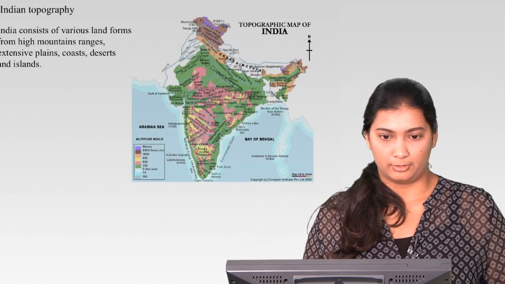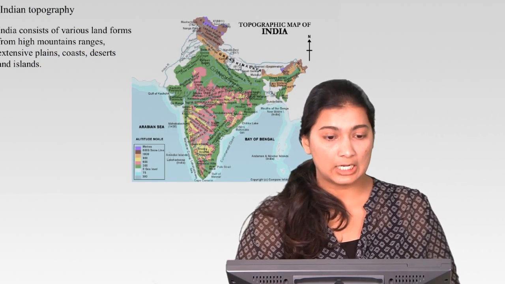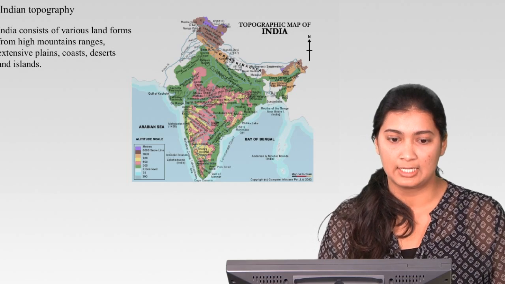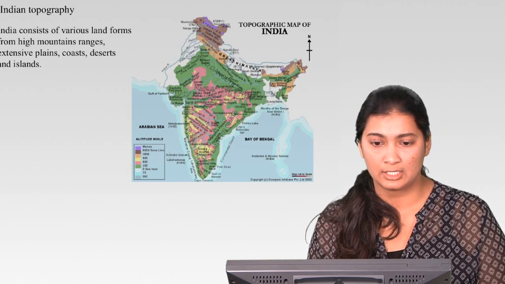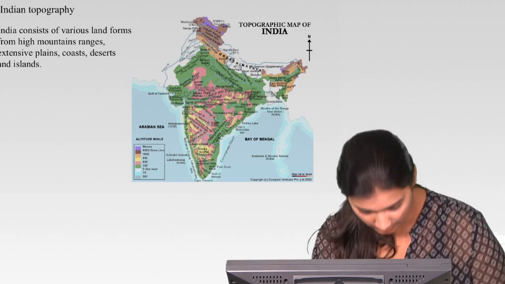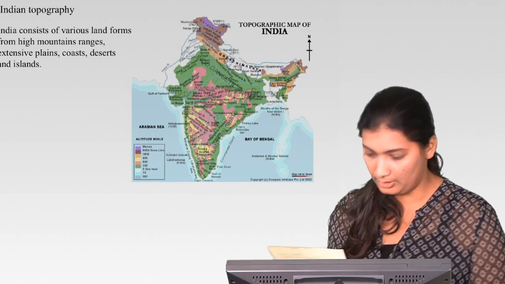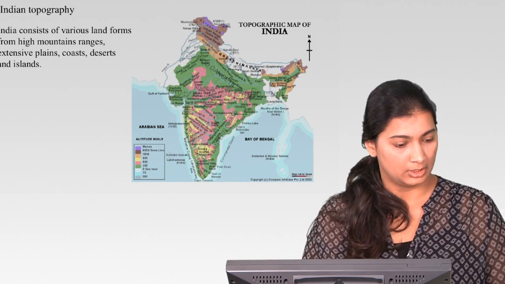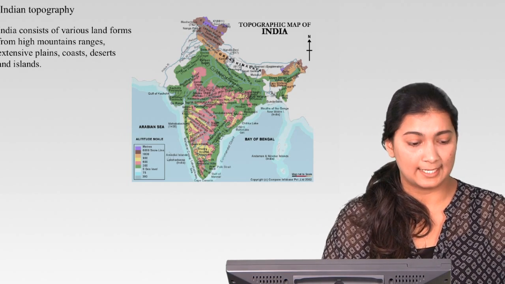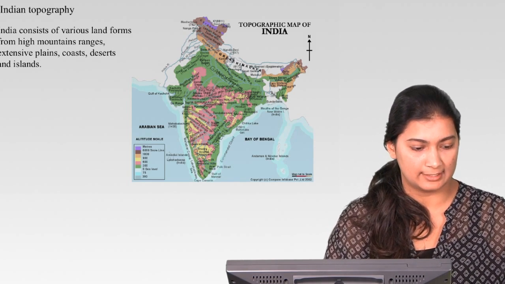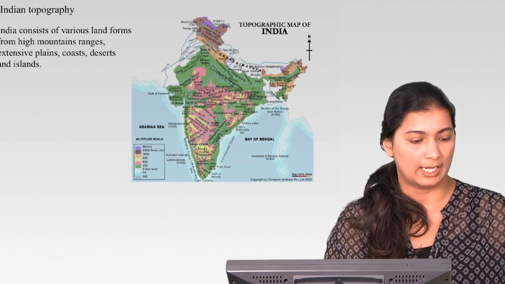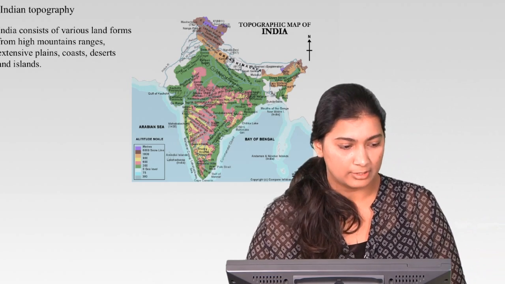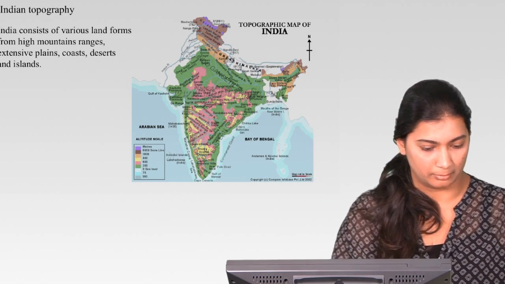So, Indian topography. India consists of various landforms, from high mountains, mountain ranges, extensive plains, coasts, deserts and islands. Besides the mainland, there are two groups of islands, namely Lakshadweep in the Arabian Sea and the Andaman and Nicobar Islands in the Bay of Bengal. India has a really long coastline of 7,500 kilometers.